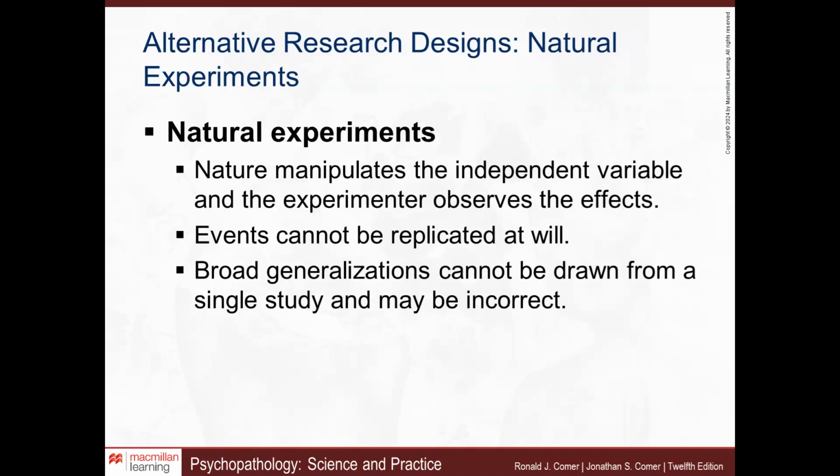Another alternative research design is what's called natural experiments. In natural experiments, nature manipulates the independent variable and the experimenter observes the effects. So those events cannot be replicated at will. Because the participants in these studies are selected by an accident of fate rather than by the investigator's design, natural experiments are in fact called quasi-experiments.